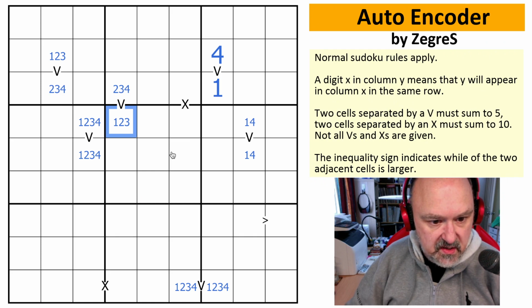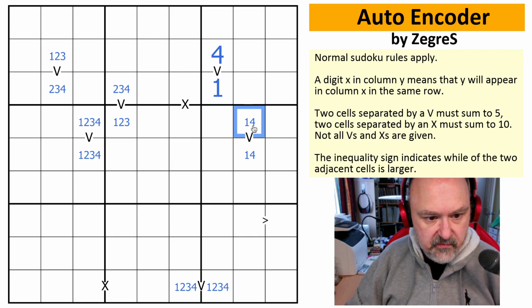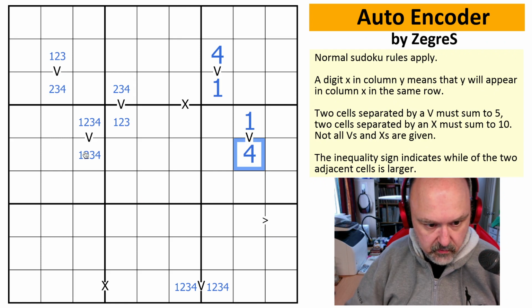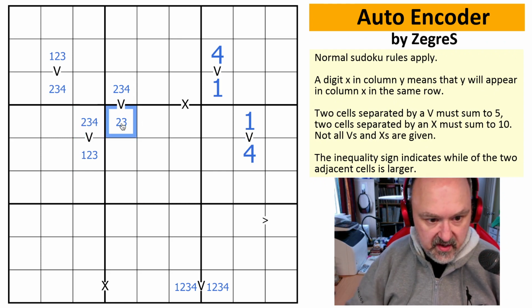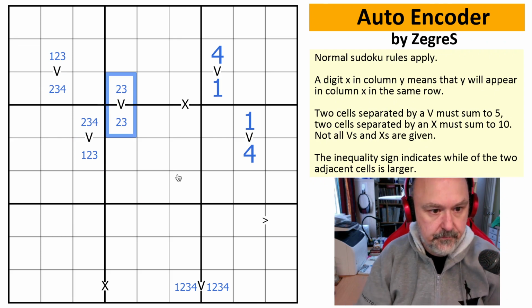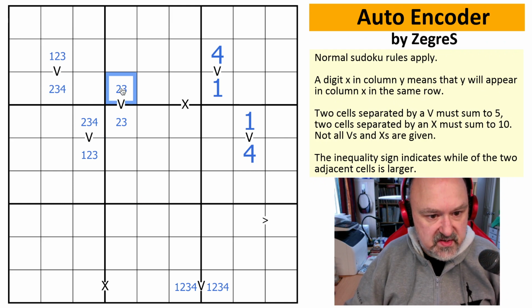So, is there anything more we can eliminate? If this was a 4, this would have to be an 8. So this is a 1, and this is a 4. There's no 4 there, there's no 1 there. If there's no 1 there, there's no 4 there. This is a 2, 3 pair. If this was a 2, that would be a 4.